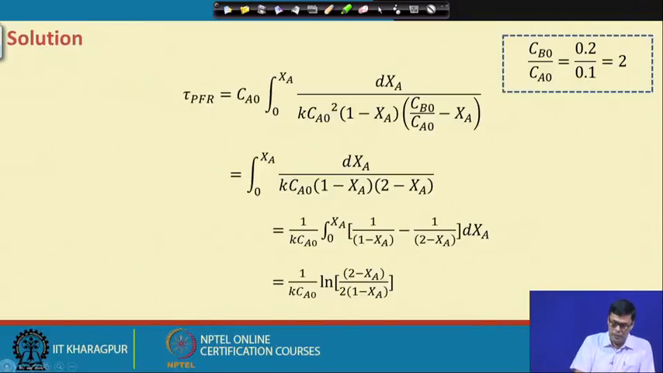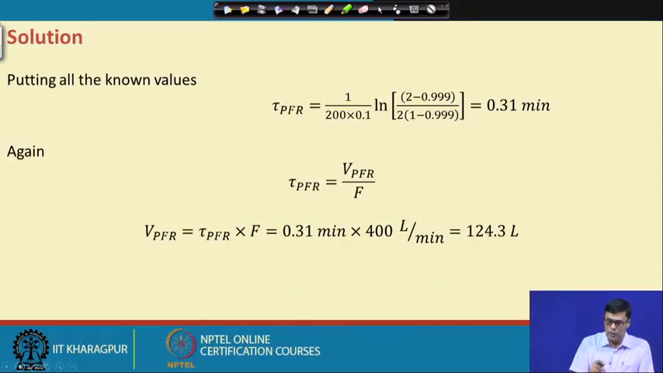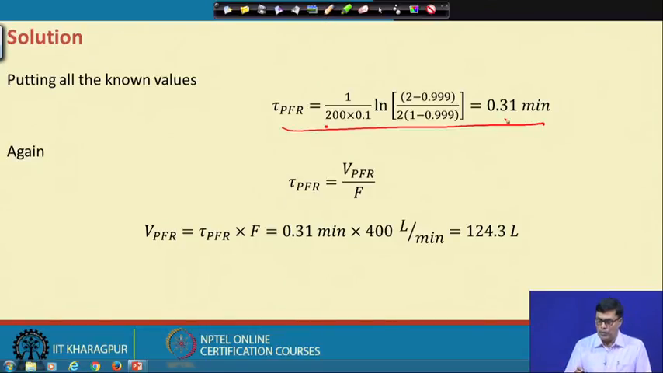Now, if you look at the previous equation that we had for tau CSTR, the value of k is known and Ca0 is known. So if we put all these values here, we will get the tau of the plug flow reactor. The tau of the plug flow reactor we can easily calculate. This is coming about 0.331 minutes.